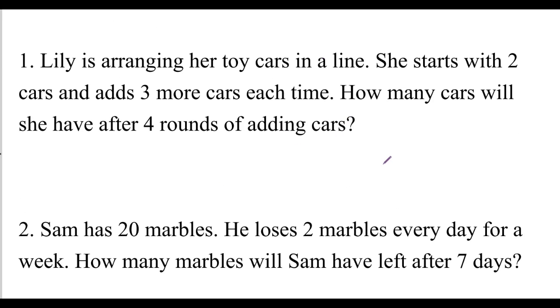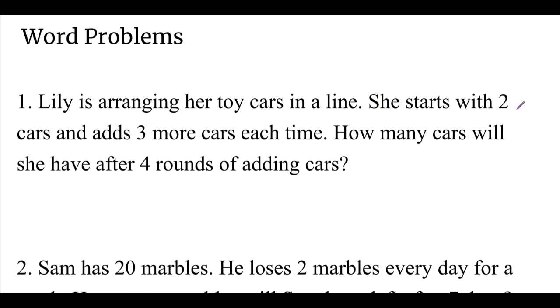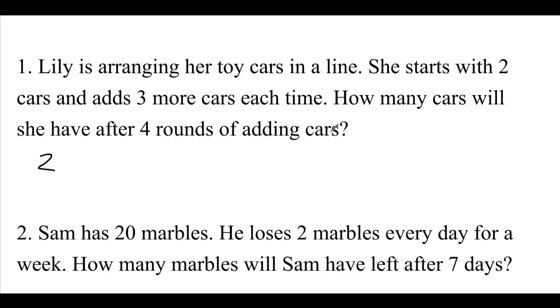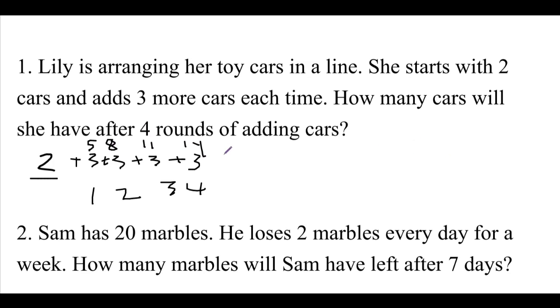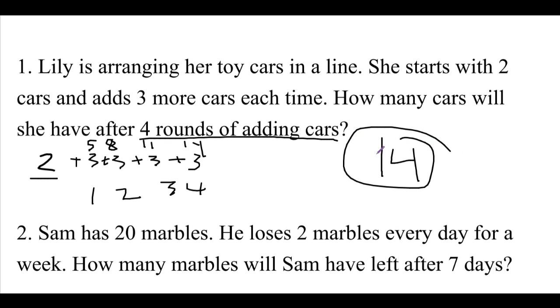Word problems. Lily is arranging her toy cars in a line. She starts with two cars and adds three more each time. How many cars will she have after four rounds of adding cars? So she starts with two, and she adds three every round, and she has four of them. So it's one, two, three, four rounds where she's adding three more cars. So it's two plus three, which is five, plus three again, which is eight. Plus 3 again, which is 11, plus 3 again, which is 14. So after 4 rounds of adding cars, she is at 14 cars.